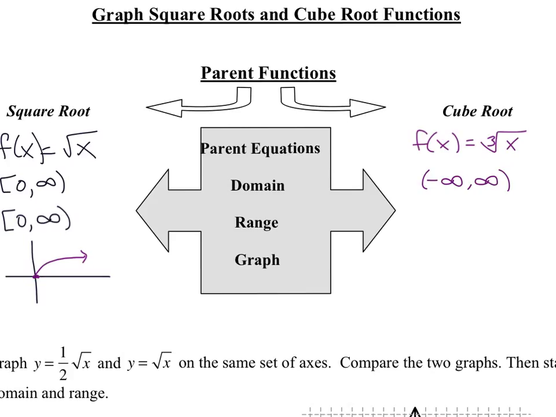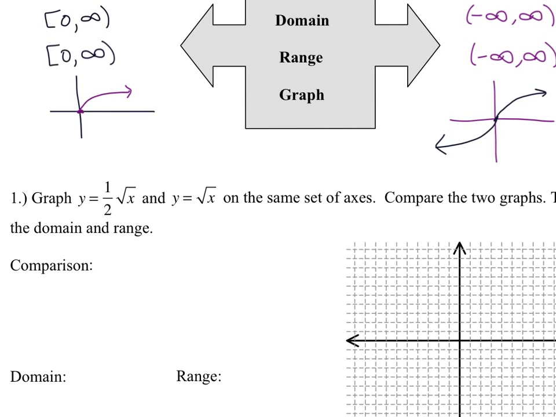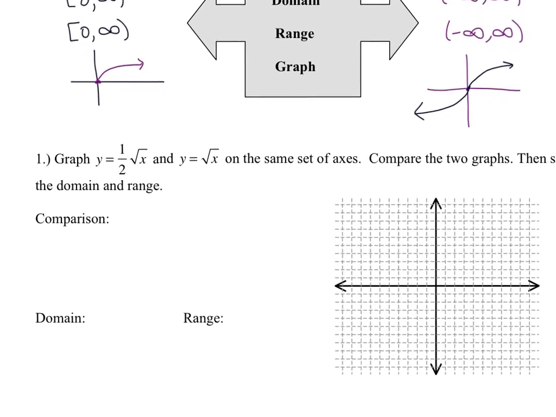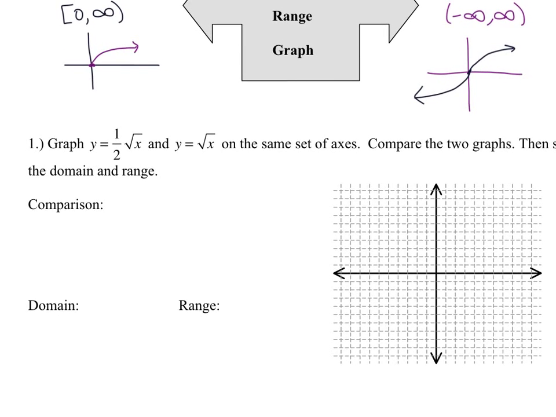And then the range, since we're including any x value, any y value is also included, so negative infinity to infinity. And the graph for a cube root function looks like a cubic function that's laying on its side. So let's take a look at this problem. Graph y equals 1/2 the square root of x and y equals the square root of x on the same set of axes, and then compare the two graphs. And then we're going to find the domain and the range.